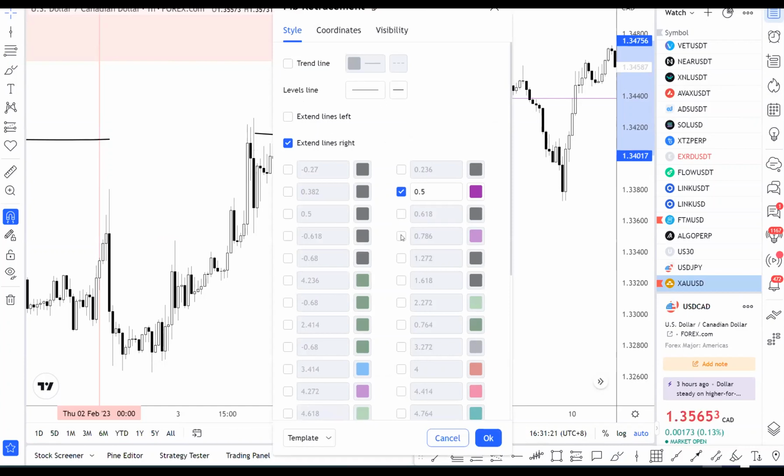Okay, so we have the 78.6 and 61.8 levels. These are the two levels. 50% is where you can look at the premium and discount zones. Negative 27 is the take profit target. Negative 68 is also a second take profit target.